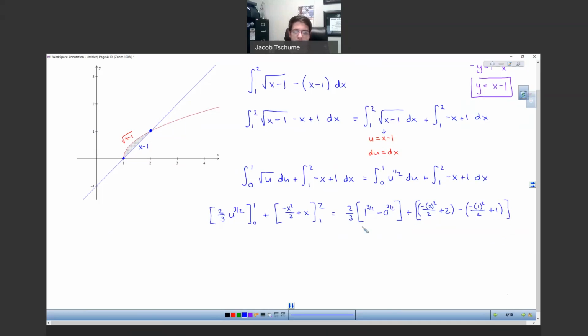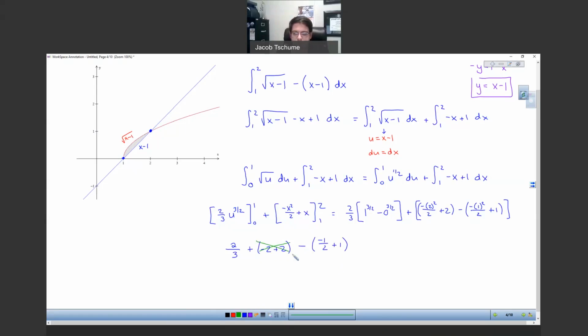All right, little arithmetic here. So 1 to the 3/2 minus 0 is just going to be 1. So that whole first piece just becomes 2/3. And then inside of this bracket, if I do my order of operations, you should get, let's see, that's negative 4 over 2, which is negative 2, plus 2. Well, that's really nice. That's going to end up canceling. And then minus, you get a negative 1/2 plus 1.